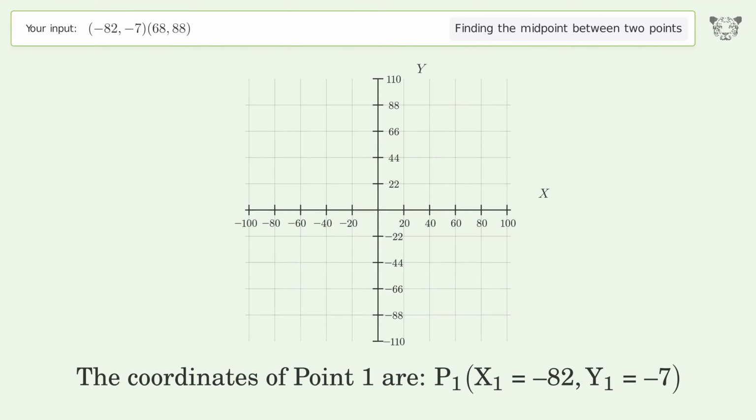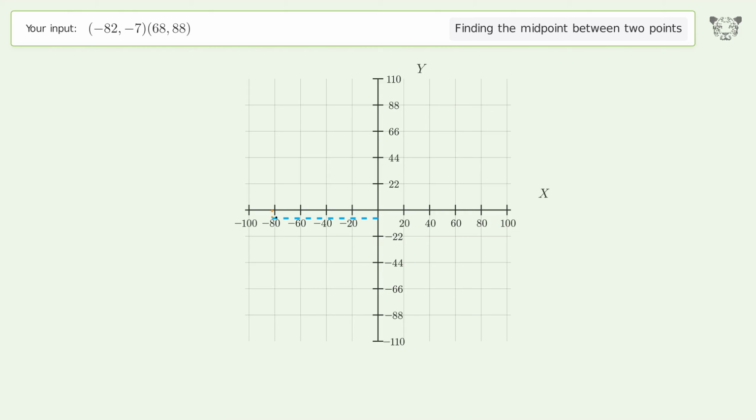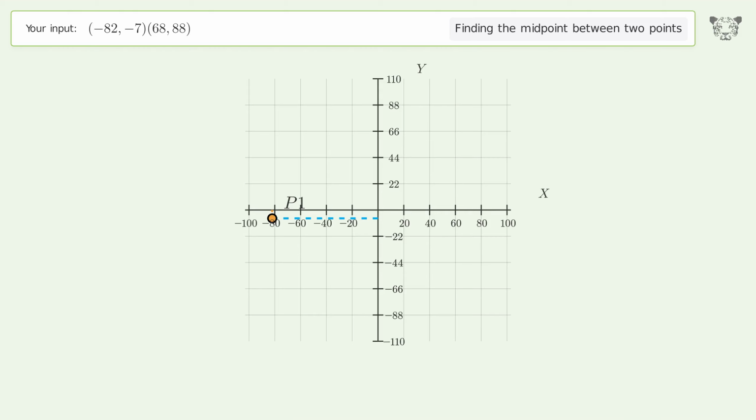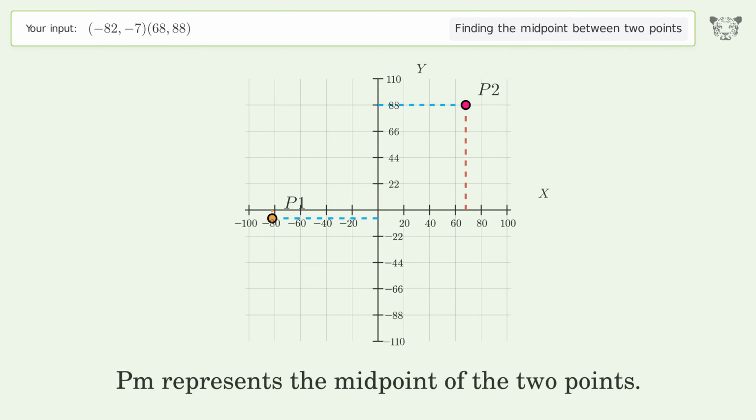The coordinates of point 1 are, x1 equals -82, y1 equals -7. The coordinates of point 2 are, x2 equals 68, y2 equals 88. PM represents the midpoint of the 2 points.